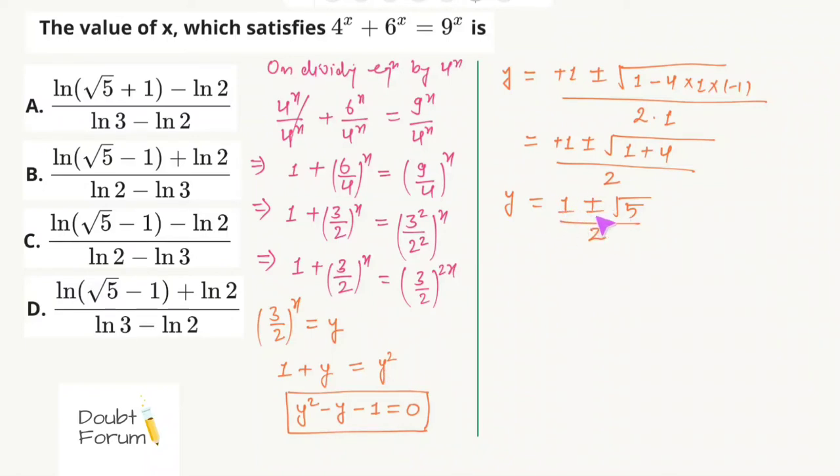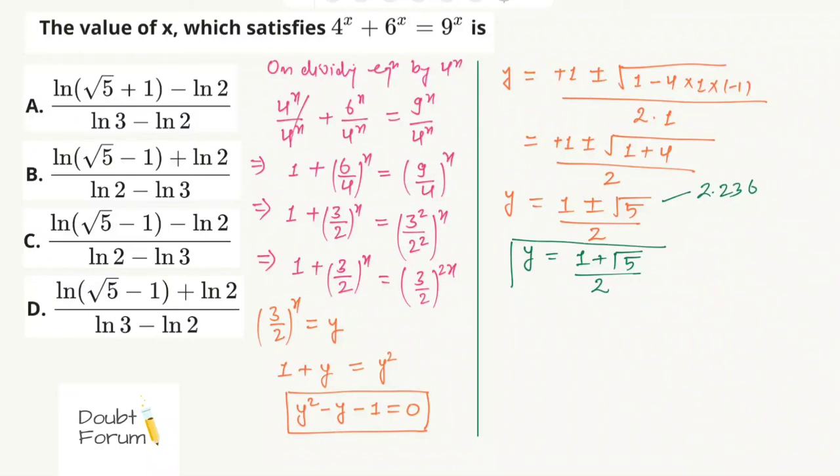So from here we have to remove this minus sign because the value of root 5 is 2.236, and when we subtract, 1 minus 2.236 will give us a negative value, and a negative value of y is not a valid solution for this equation. So we have to remove this negative sign. So the only valid value of y would be (1 plus root 5) divided by 2. This is the solution of y.